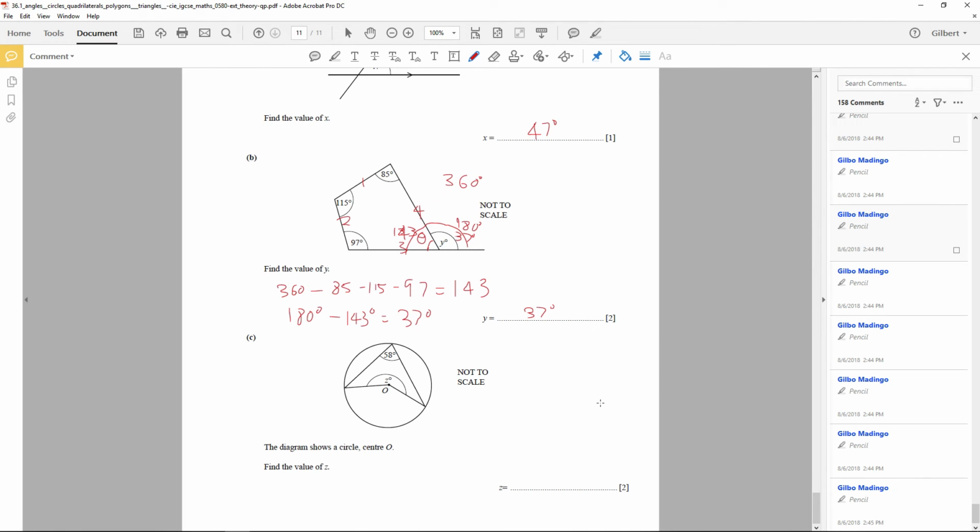Finally, last question. The diagram shows a circle of center O. Now, using again your arrow rule, this is x and this is 2x. So when this is 58, this angle here would be 116. But we're not looking for this angle, we're looking for the value of z. To find the value of z, you need to use 360 minus 116 degrees. So your final answer is 360 minus 116, which is 244 degrees. And that is it.